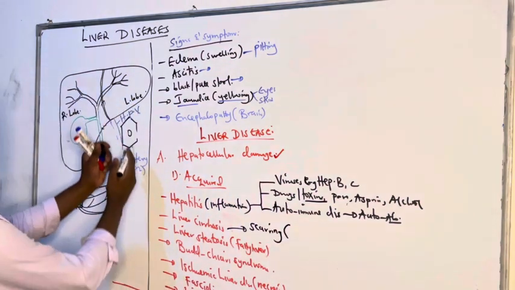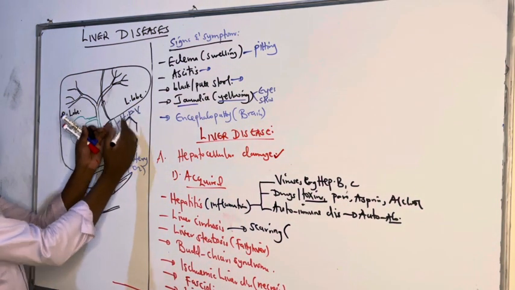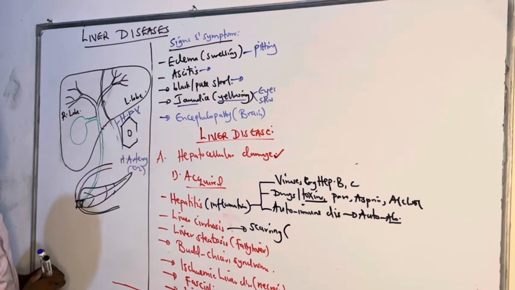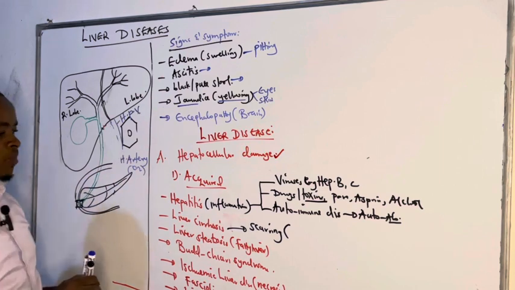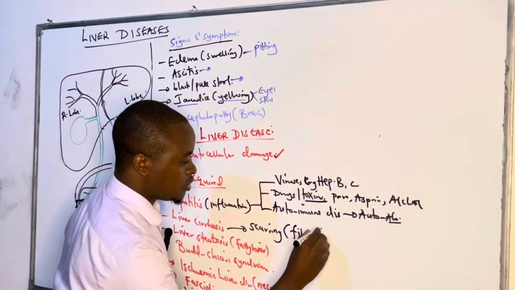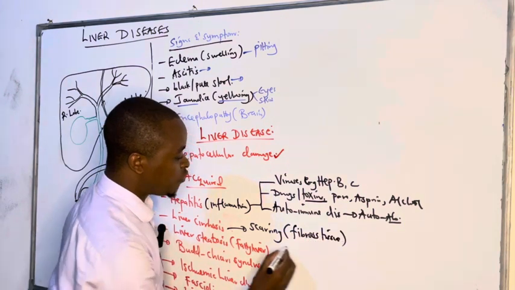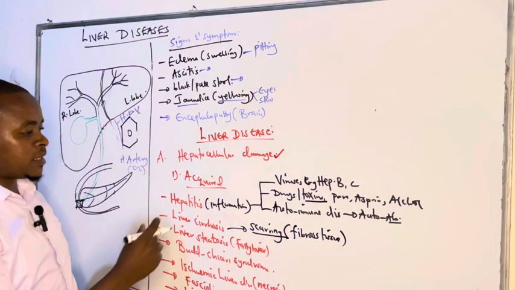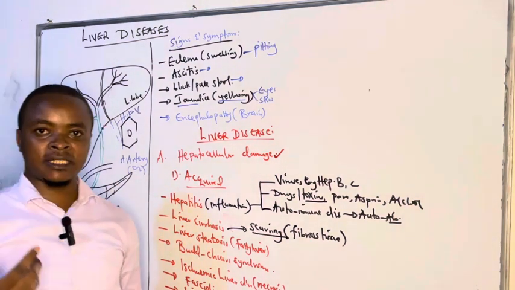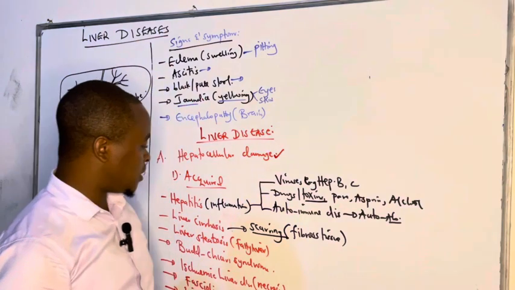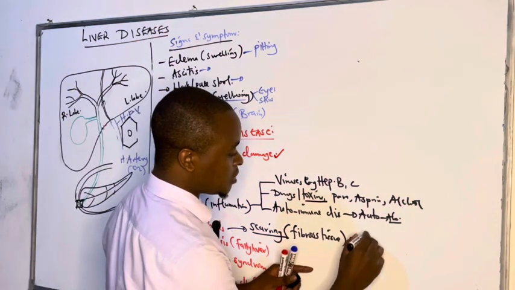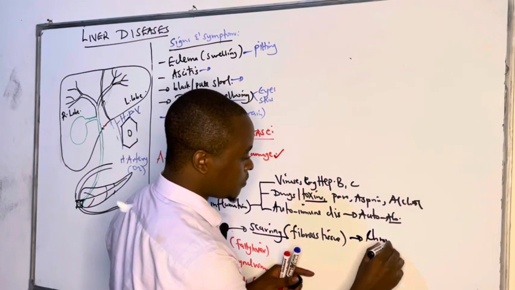Scarring, whereby the normal hexagonal or honeycomb-like structure of the hepatocyte is being replaced by fibrous tissue, leading to the formation of a scar. And this fibrous tissue is non-functional, meaning the liver loses its functionality. And this is what we are calling liver cirrhosis.